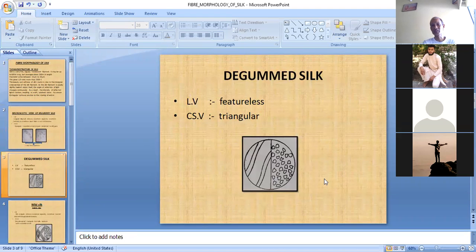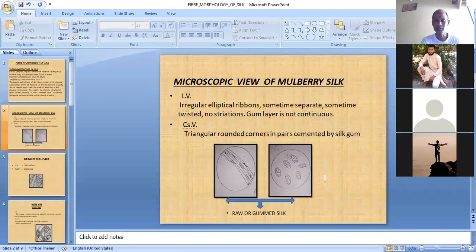If it is degummed silk, that was raw silk, that diagram was indicating raw silk. It means that after reeling, whatever silk we are getting, this diagram is taken at that stage.